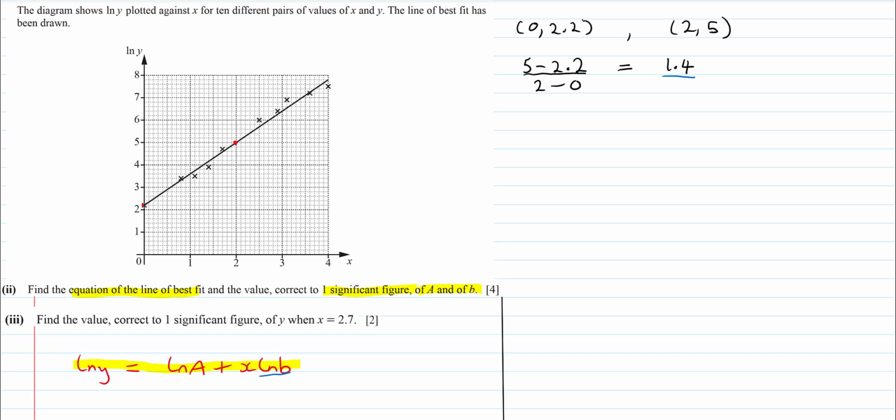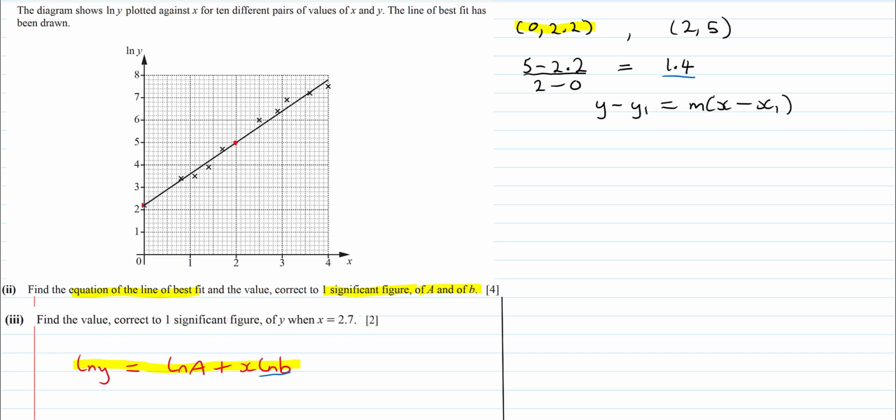So just remember the equation of a straight line is given by y minus y1 is equal to m times (x minus x1), where x1, y1 are just the coordinates of any point on that line, and m is the gradient. So we're going to use the point 0, 2.2 to make our equation of the line of best fit. We could use the 2, 5 or any other point, but because x is 0 in that one there, 0, 2.2, it's going to make things just a bit easier.